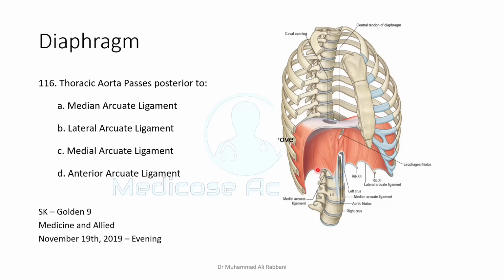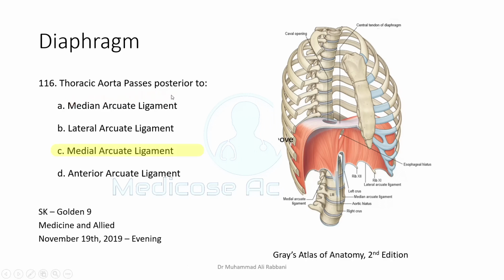And from this transverse process of L1 to the last rib, the 12th rib, this part of the diaphragm, this tendon, is known as the lateral arcuate ligament. So there is the median arcuate ligament, medial arcuate ligament, and lateral arcuate ligament. The median arcuate ligament is making the aortic opening. So here is the aortic opening. The thoracic aorta passes posterior to the median arcuate ligament.